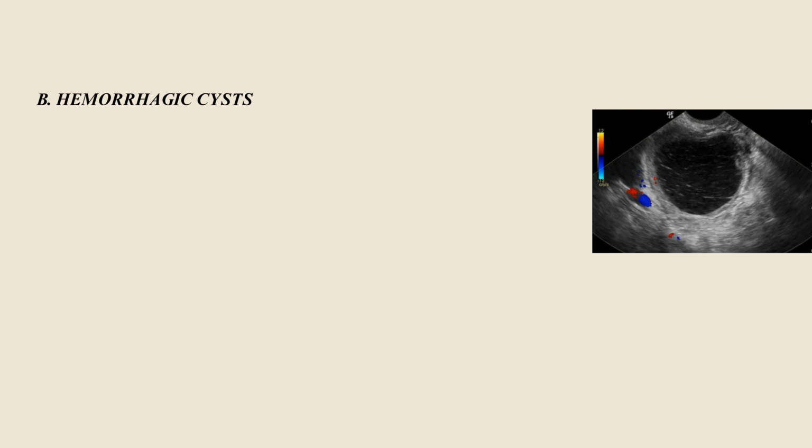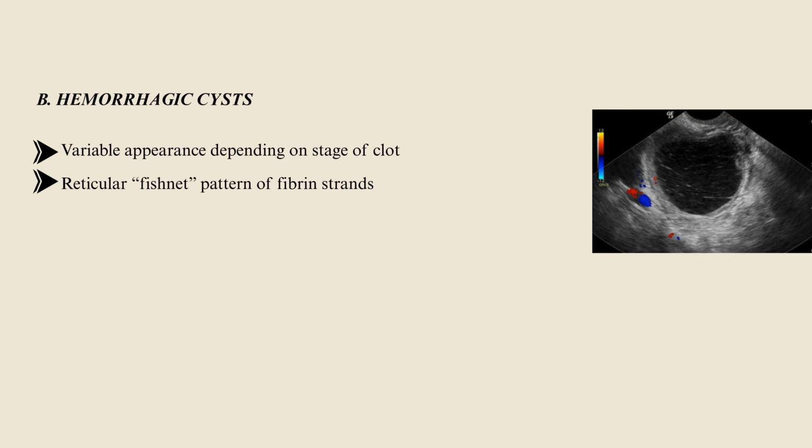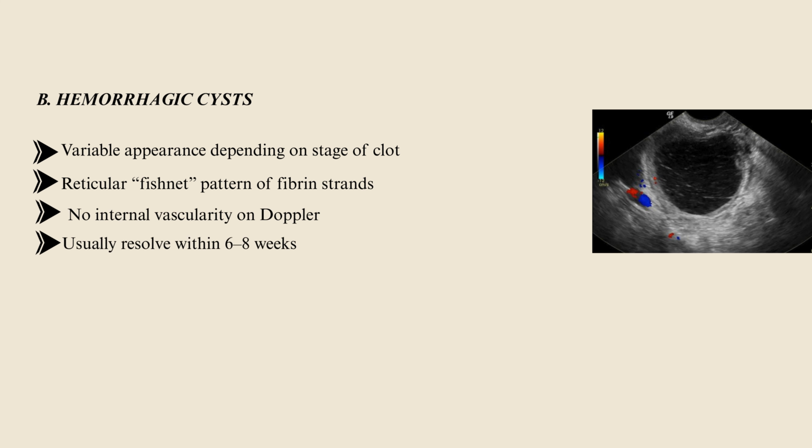Then is hemorrhagic cyst. It is variable in appearance depending upon the stage of clot. For example, it may be reticular, which is a fishnet pattern of fibrin strands with no internal vascularity on Doppler, and it usually resolves within 6 to 8 weeks.